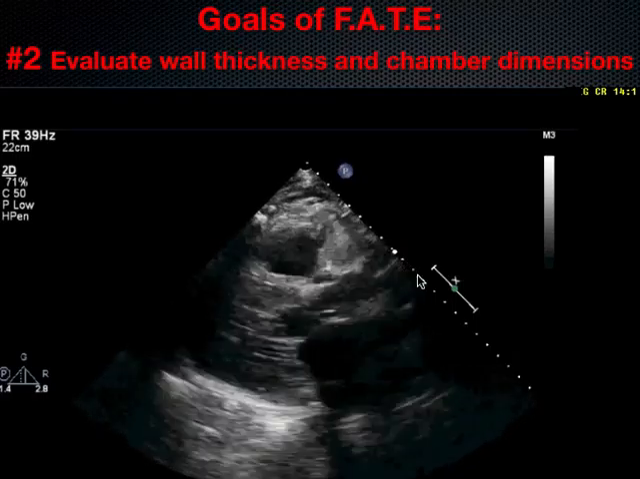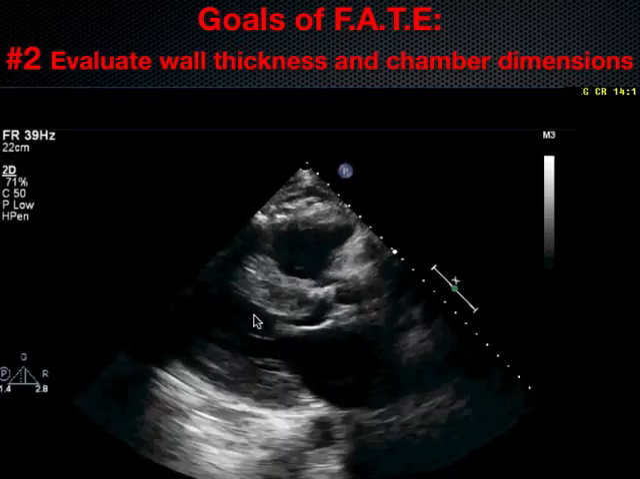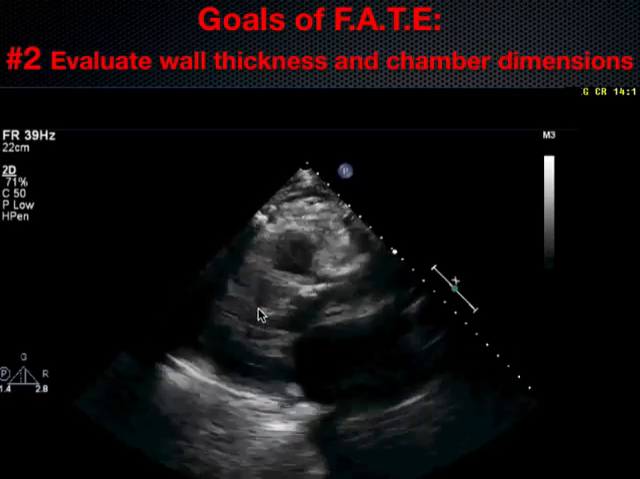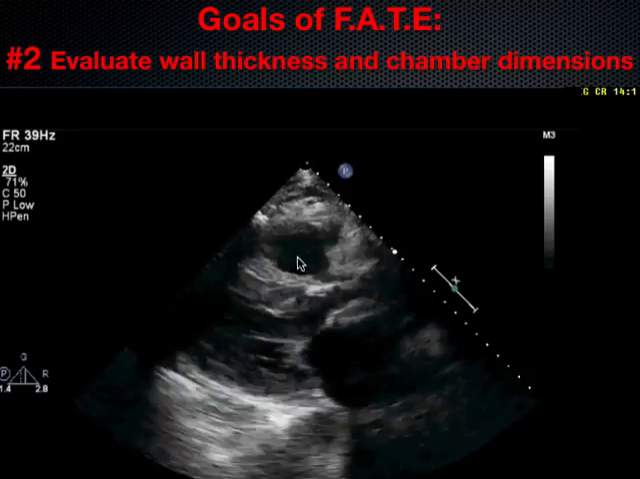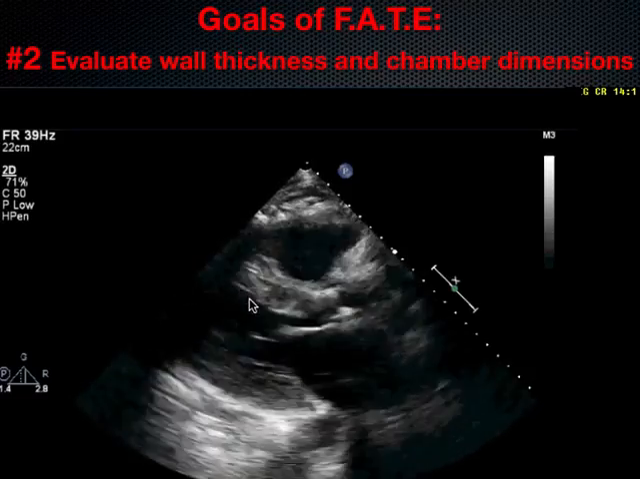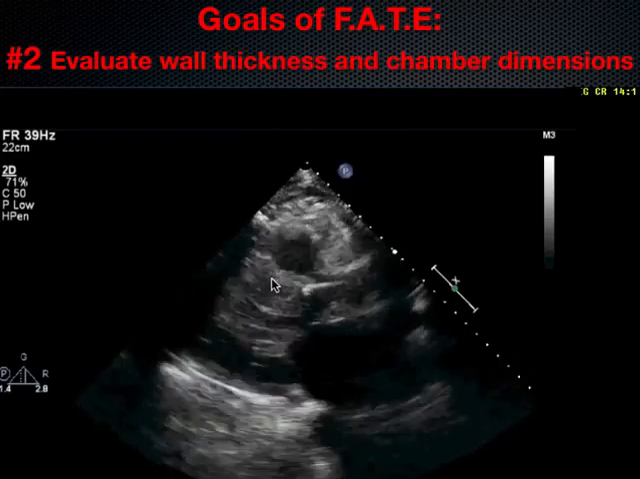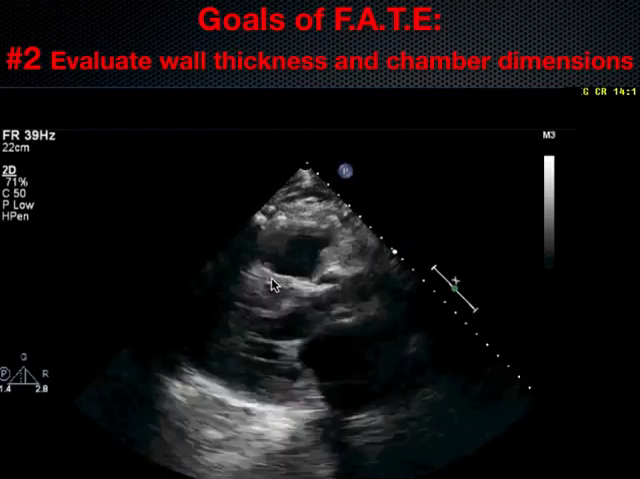Now these are 1 centimeter hash marks over here. I could tell already this is more than 2 centimeters just by glancing at it. So the interventricular septum should be less than 1.2, and over here it's seen at almost 2 centimeters. So that's a problem right off the bat.